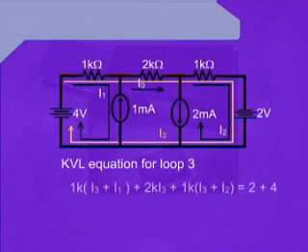Applying KVL to loop 3, which is the outermost loop, where we have assigned the current I3 passing through it, we can write 1k, starting from the 1 kilo ohm resistance, into I3 plus I1. Now, instead of writing the difference of the two currents as we have been doing in the previous slides and examples, we have written the sum of the two currents.